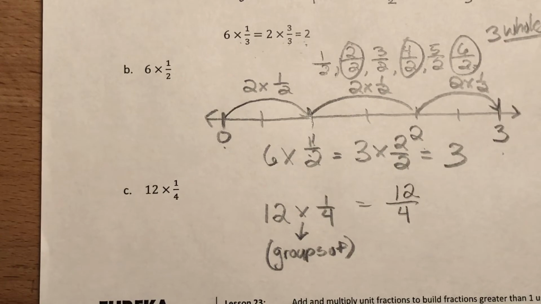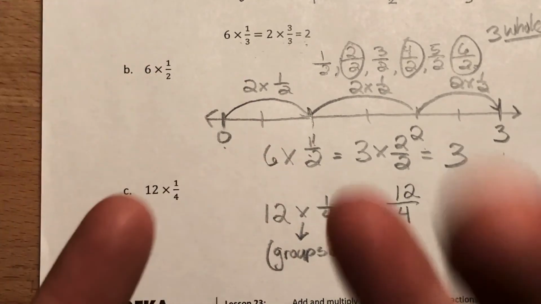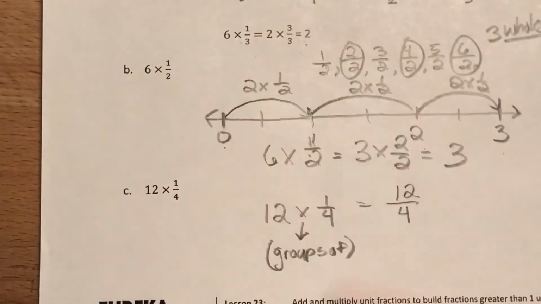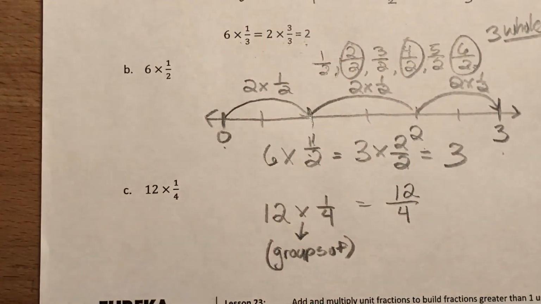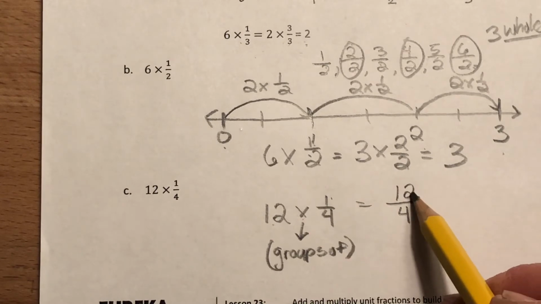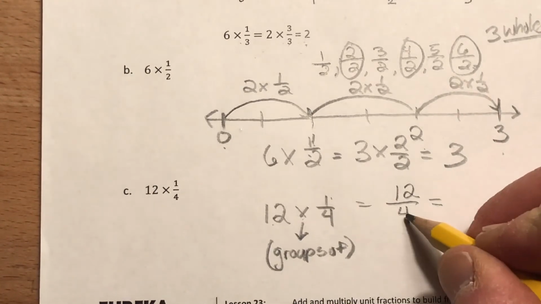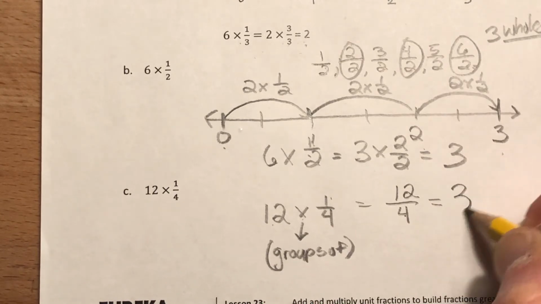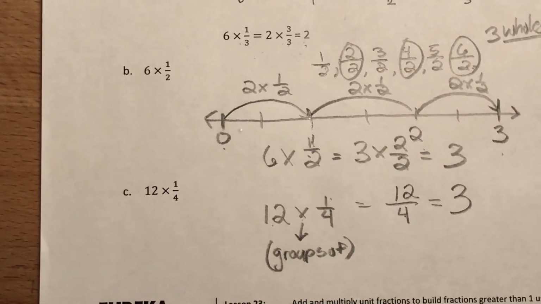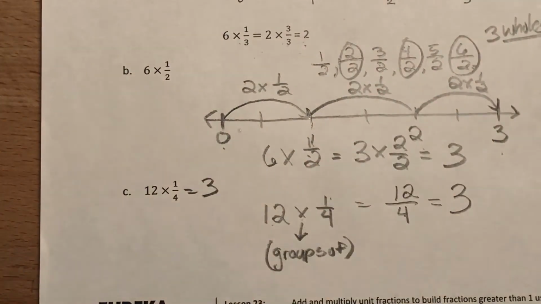Right? 12 fourths. If I counted 1/4 12 times, wouldn't I end up at 12 fourths? Right? 1/4, 2/4, 3/4, 4/4, 5/4, 6/4, 7/4, 8/4, 9/4, 10/4, 11/4, and 12/4. So if I have 12 groups of 1/4, I've got 12 fourths. So guess what that equals? 4 goes into 12 3 times with 0 left over. So that's 3 wholes. So 12 times 1/4 is 3.